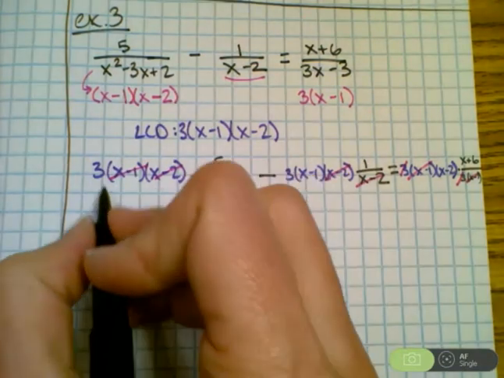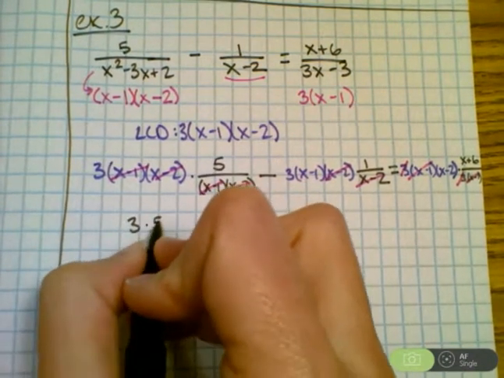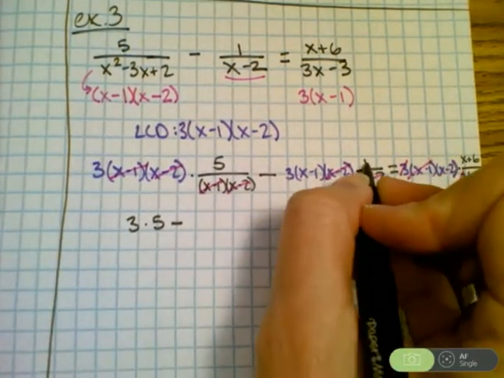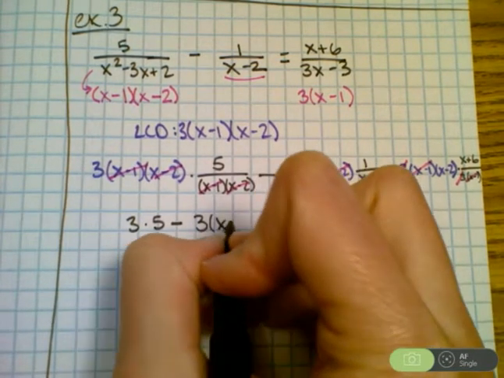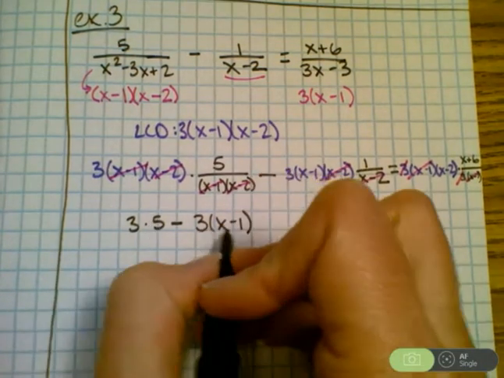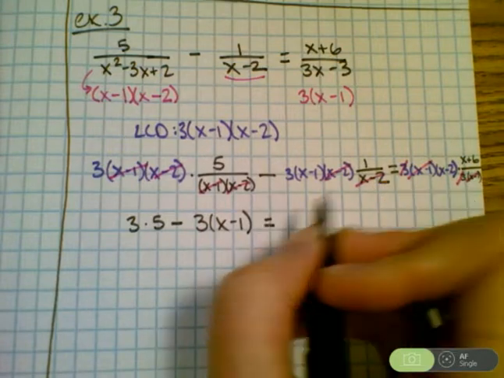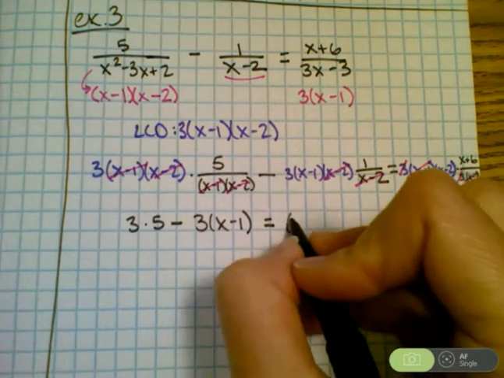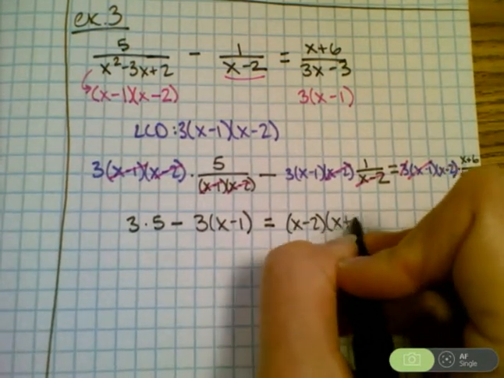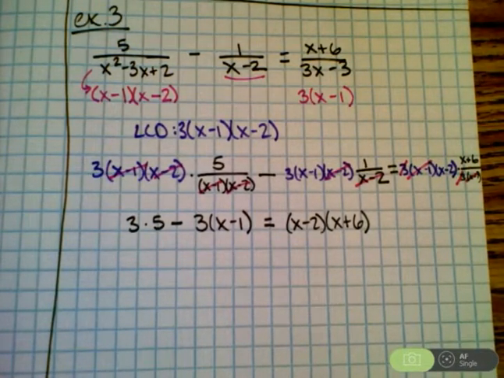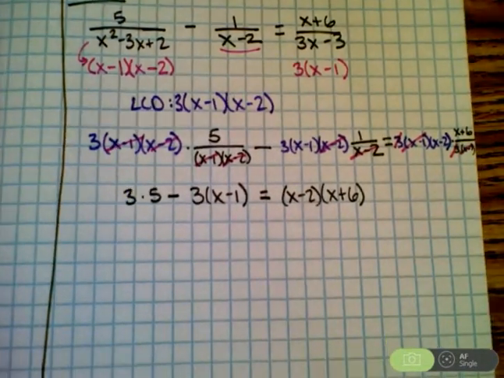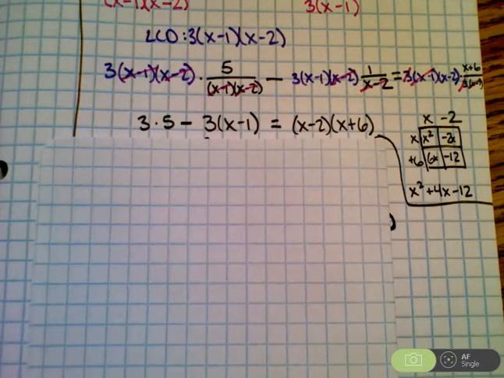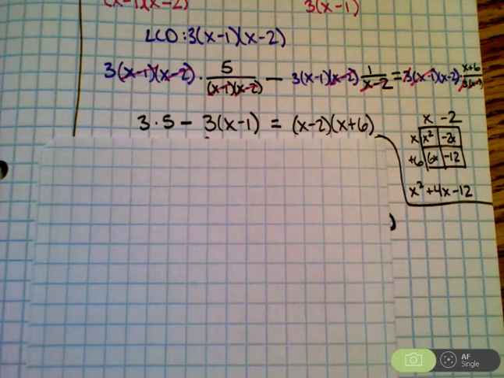I am left with 3 times 5 minus 3 times x minus 1 times 1. I don't need to put another times 1 in there because that's not going to change anything. Equals x minus 2 times x plus 6. Now I need to solve that equation. My fractions are gone. So because my fractions are gone, I can go through now and I can solve this equation.